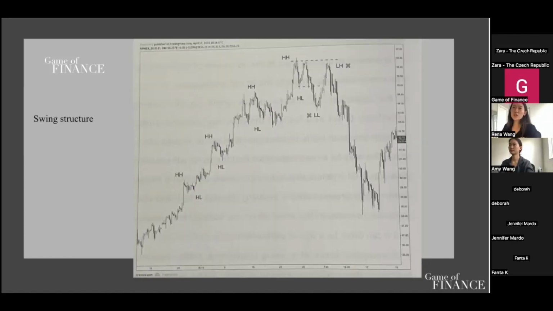The swing structure refers to the formation of highs and lows, right? The higher highs, lower lows, highs and lows. And the interpretation is very similar to price waves. So these are price points.